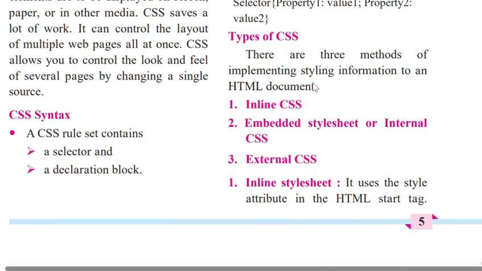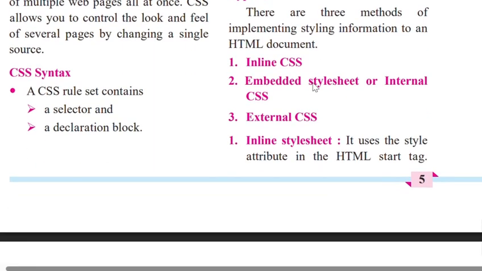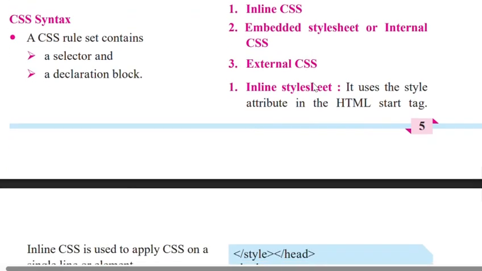Then we have types of CSS. There are three types of CSS. There are three methods of implementing styling information to an HTML document. First is inline CSS. It is used to design only one element or one sentence. Second, we have embedded style sheet or internal CSS. It is used for one page document. And third and last is external CSS. It is used to design multiple pages and make changes across multiple pages.